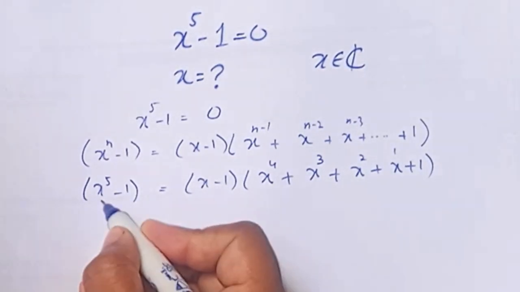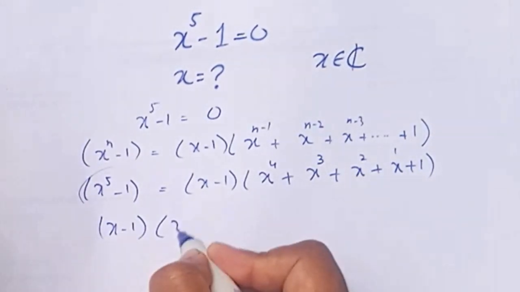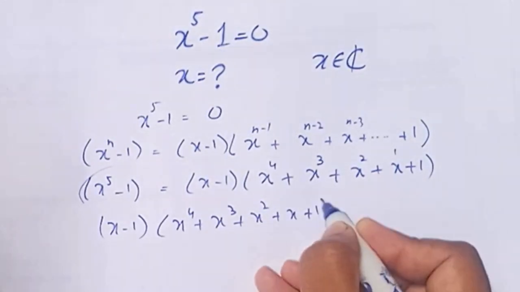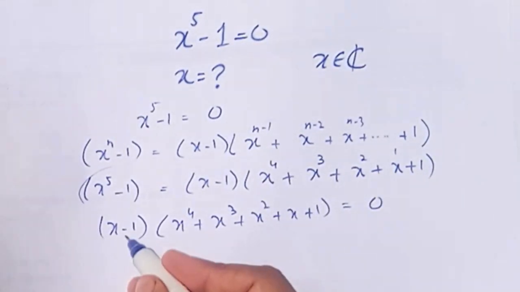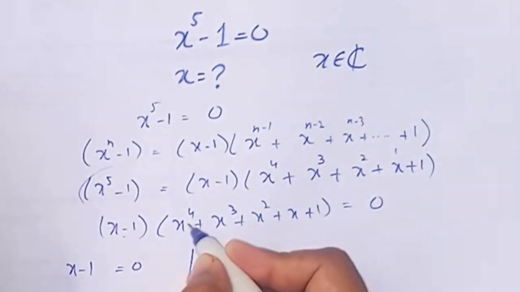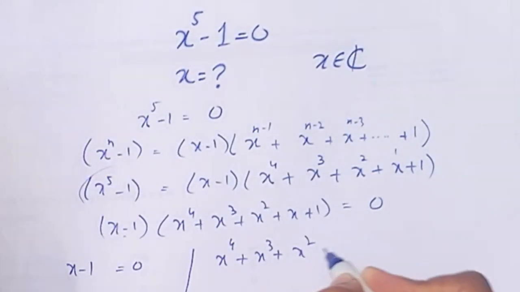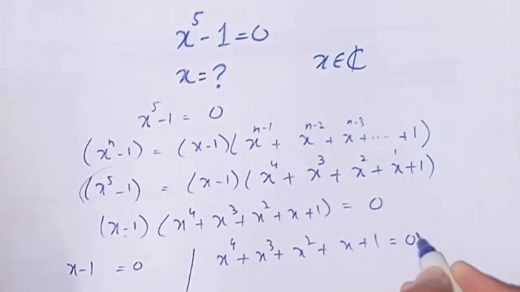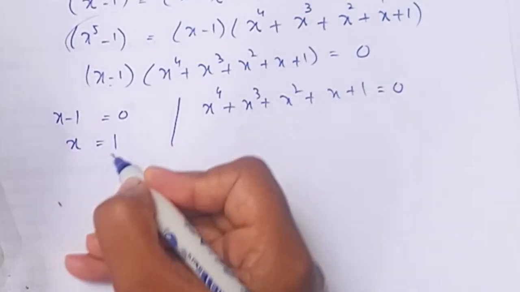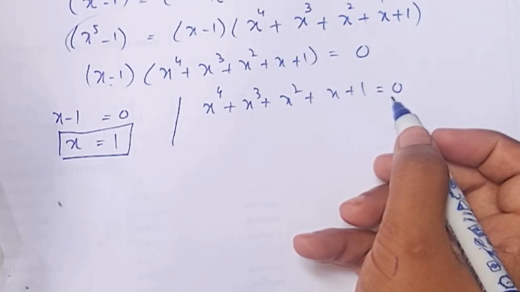So in our question it's given that this is equal to 0, so this whole value, x minus 1 times (x raised to the power 4 plus x cube plus x square plus x plus 1), is equal to 0. So this implies one of them must be equal to 0. So x minus 1 is equal to 0, or x raised to the power 4 plus x cube plus x square plus x plus 1 is equal to 0. Now look at this. If we add 1 on both sides, then x is equal to 1, and this is our one answer.